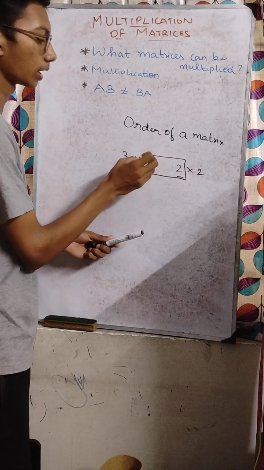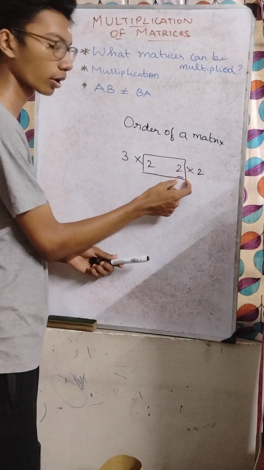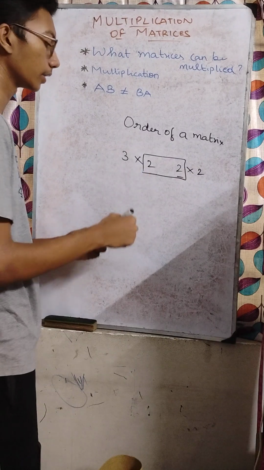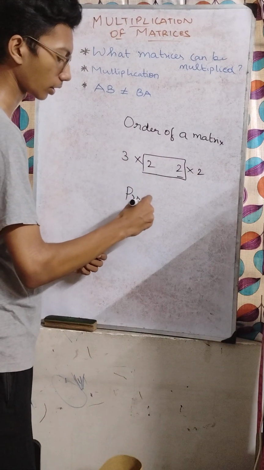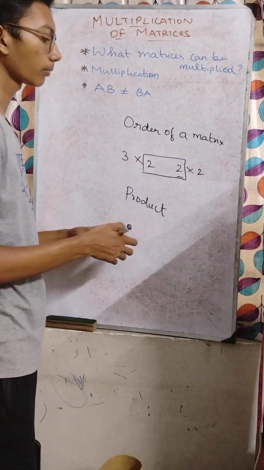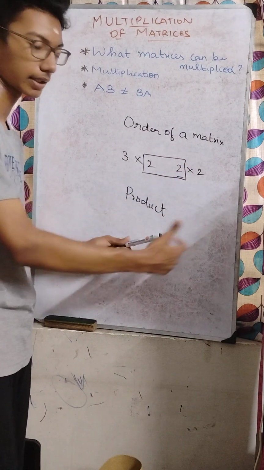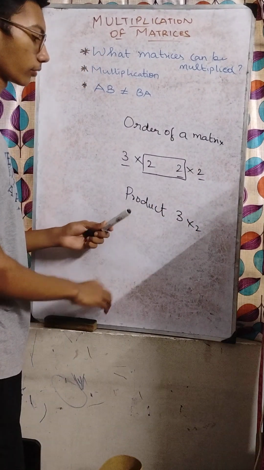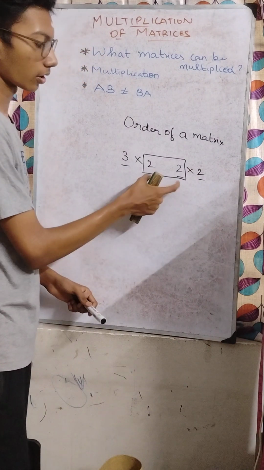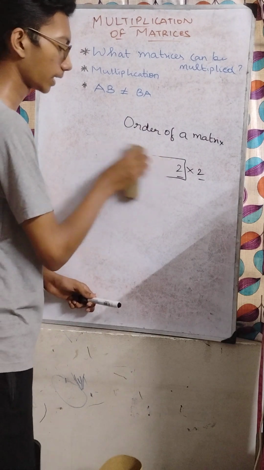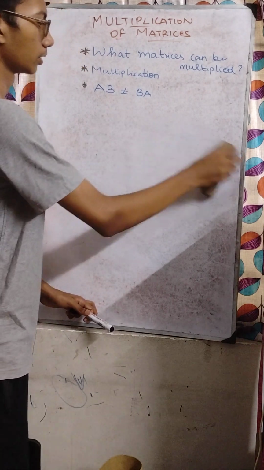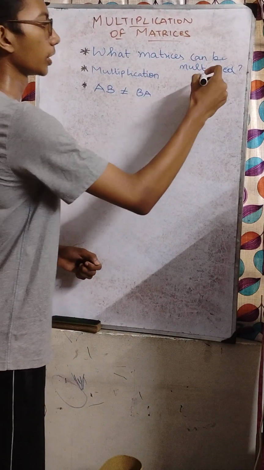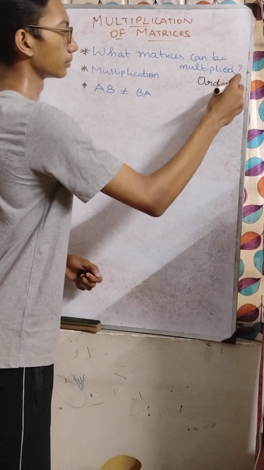So if the number of columns of the first matrix and the number of rows of the second matrix are equal, then multiplication of matrices can be done. The product matrix, or the resultant matrix, after multiplying these two matrices will have the order of 3 cross 2. So this is what we need to keep in mind. If they are not equal, then we cannot multiply those matrices. So that is what matrices can be multiplied. We need to keep the order of a matrix in mind.